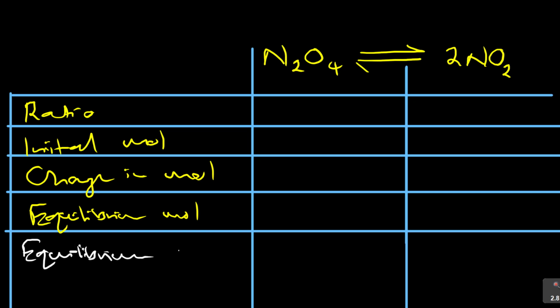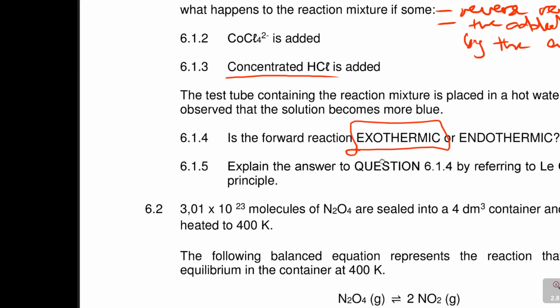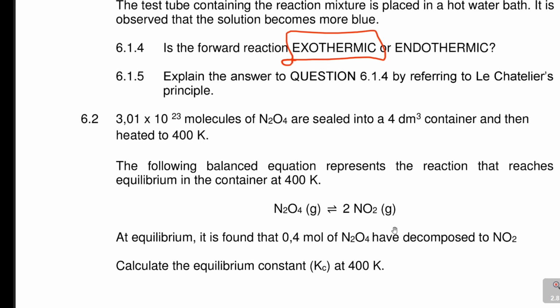Equilibrium concentration. C is n over V. Now, having done that, let's look at the ratio. What is the ratio? First things first, it's 1:2. See, 1:2. You agree with me? That's the ratio. It's balanced here. That's a balanced equation, 1:2.